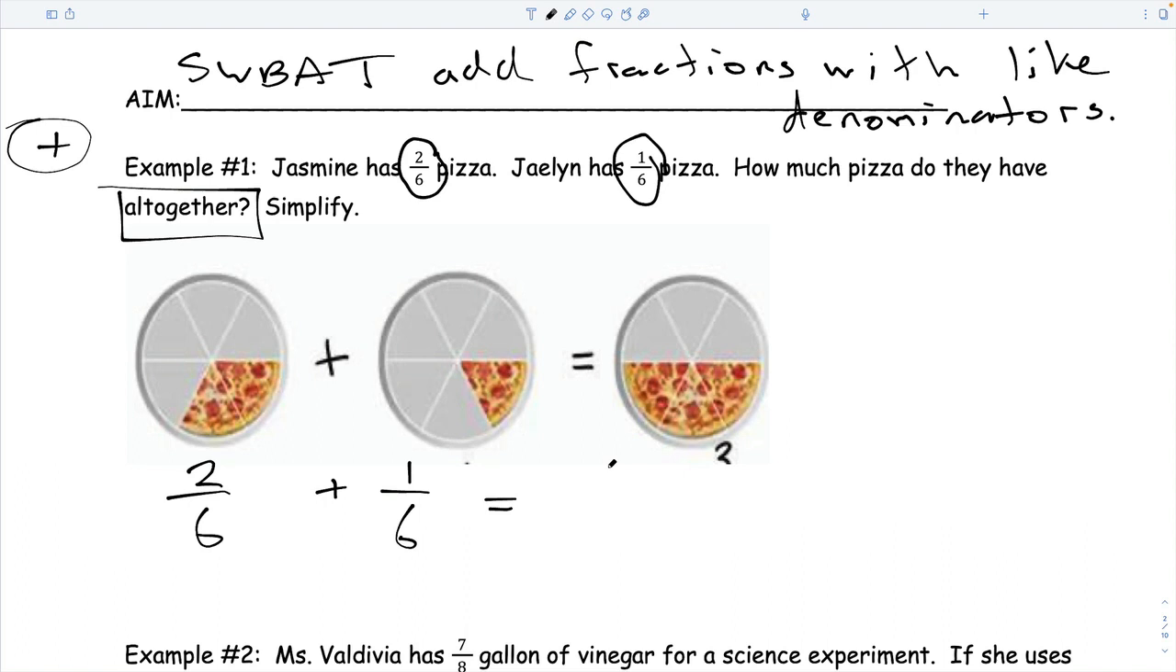What's the answer for this one, Nora? 3/6. And you can see that with the pizza. However, when you get an answer for a fraction, you never just circle it. The question you have to have in your mind is, could I simplify this? Is there a way to simplify 3/6 just like we did yesterday? Jenica, what would I do?